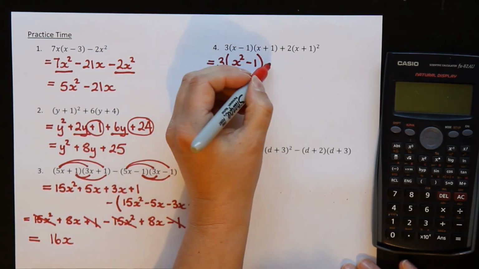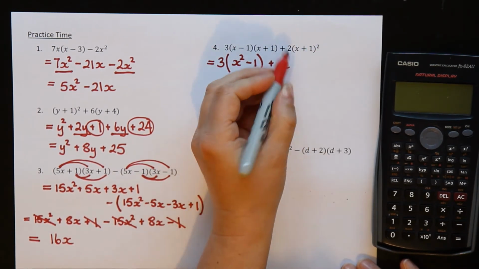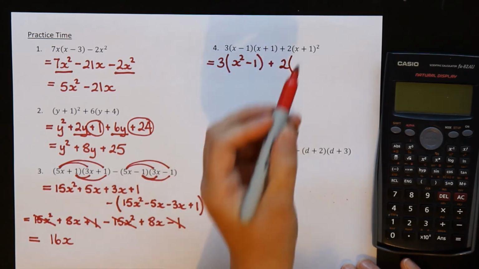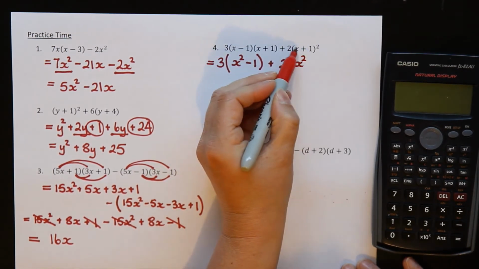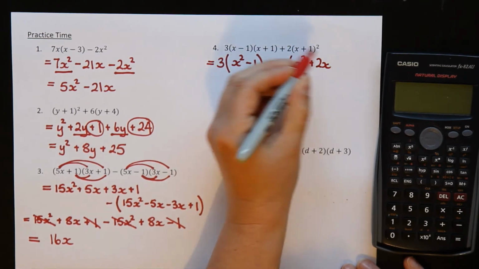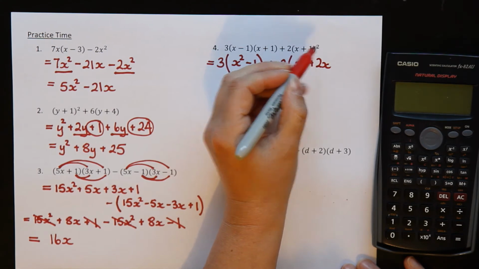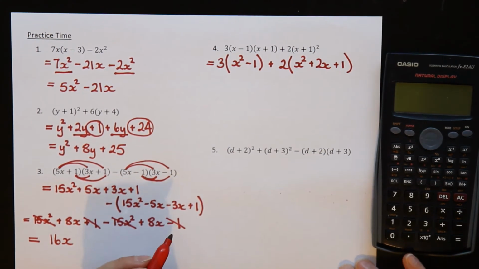Okay, this one has a number in the front as well, so leave the 2 there. This time we have a perfect square. So to do a perfect square, we do x times x is x squared. X times 1 is x, and we have to times that by 2 to get 2x. And then last, which is 1 times 1, is 1. Okay, so it's all expanded, that's expanded.